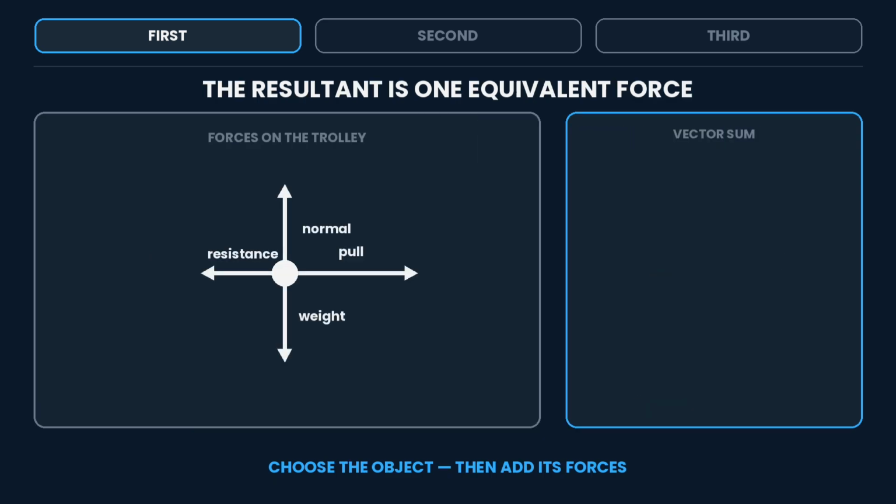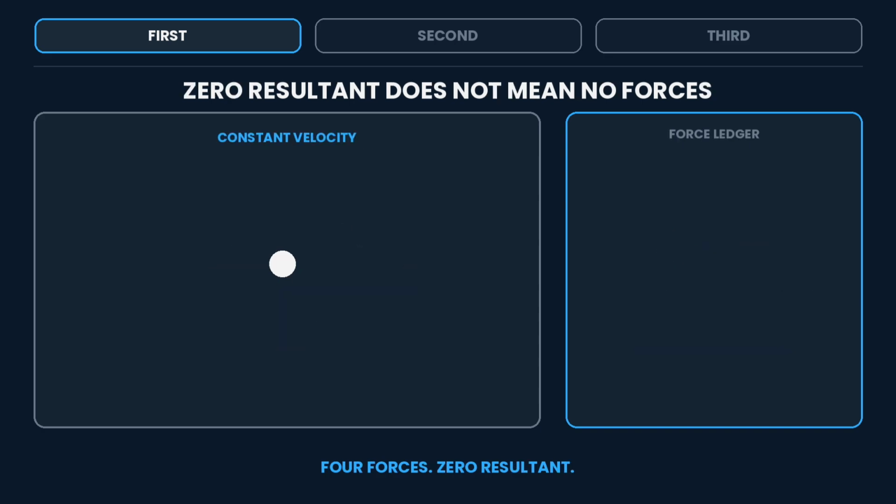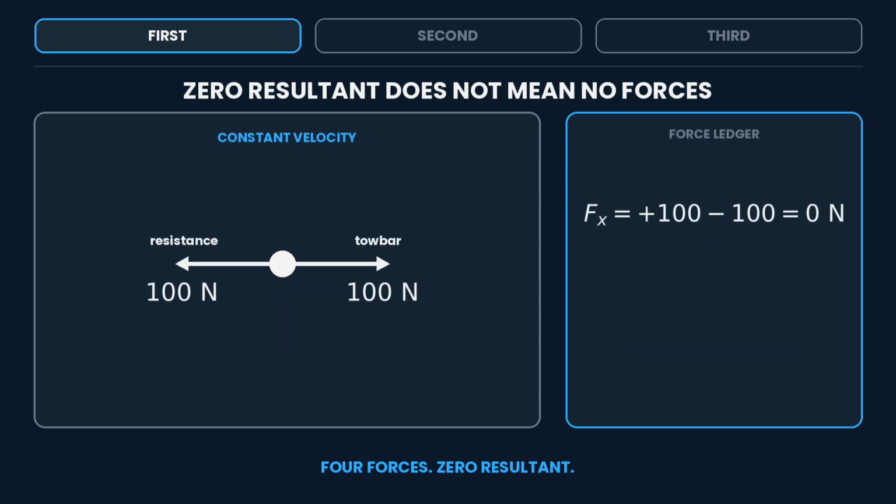The resultant force is the single force that would have exactly the same effect as all of those other forces on the chosen object. Add those forces as vectors. First, let the trolley move at a constant velocity. The towbar pulls forward with 100 newtons and rolling resistance acts backwards with 100 newtons. The normal contact force and the weight also balance vertically, so the resultant is zero, although four forces are present.